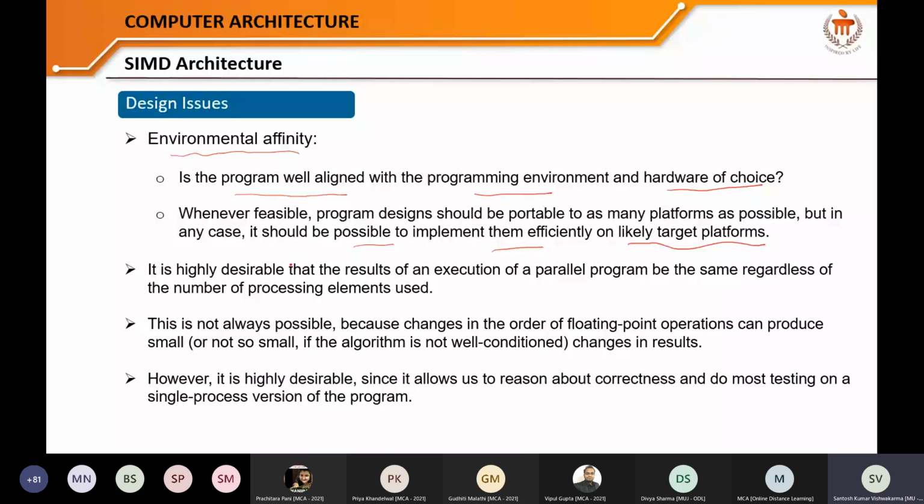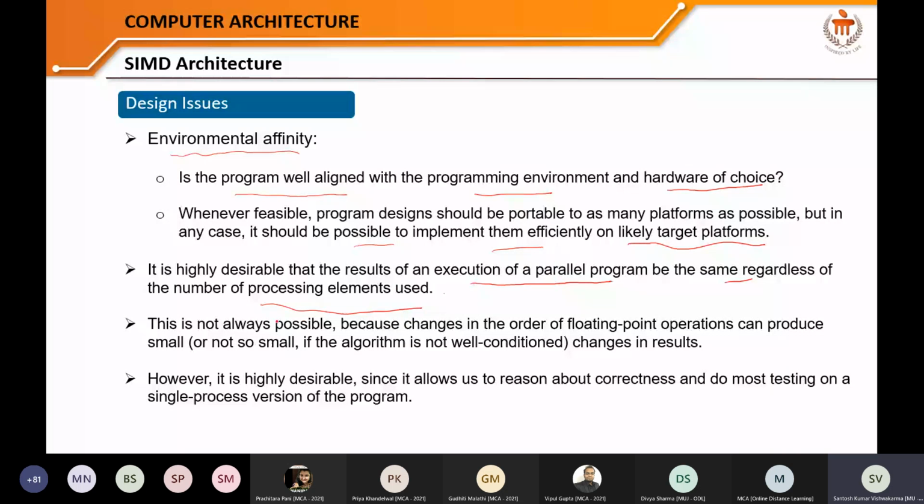Now, it is also desirable that the result of an execution of a parallel program be the same regardless of the number of processing elements. What does it mean? It means that if a single task has been distributed among multiple processors for simultaneous execution, we must have that category of results that every clock cycle it may be able to produce the results.